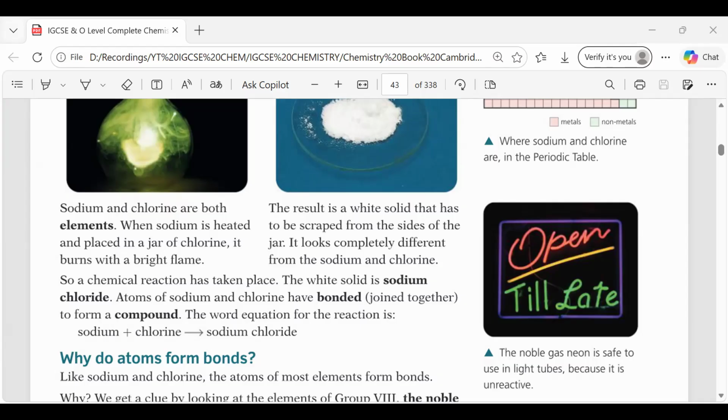Okay, then we have this beryllium. Can you explain this beryllium chloride? How will beryllium chloride form?